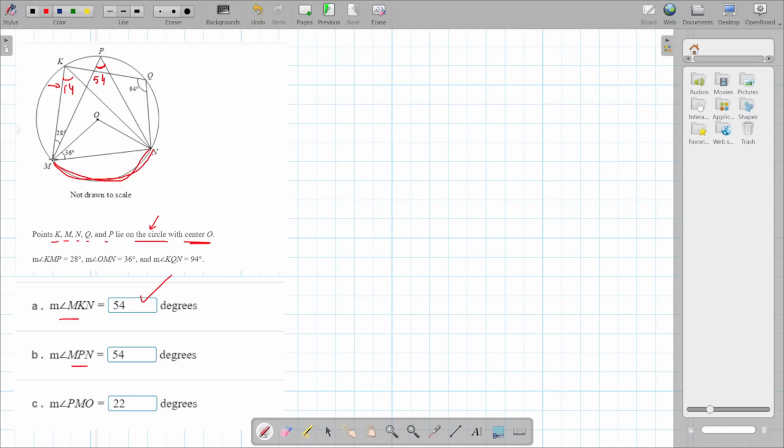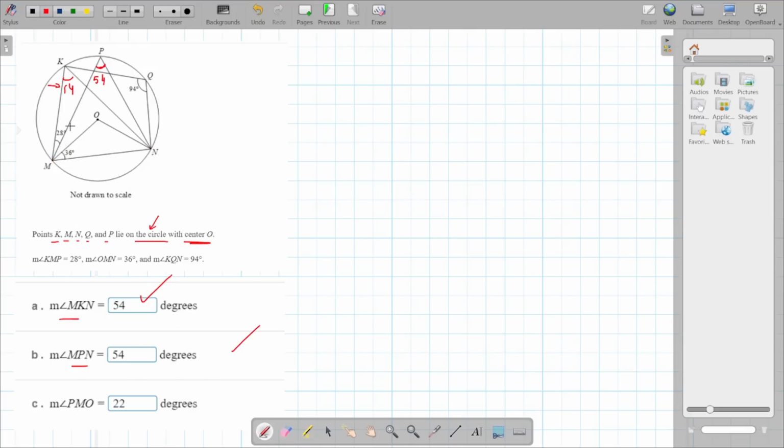How do you know what arc every angle inscribes? Take a look at the endpoints of the arc. MKN: obviously, we're not going to look at K. We're going to look at the endpoints, M and N. Connect them, and that would be the arc that is inscribed. Because some people still find it tough to figure out what arc we're inscribing. So we're done with this one.